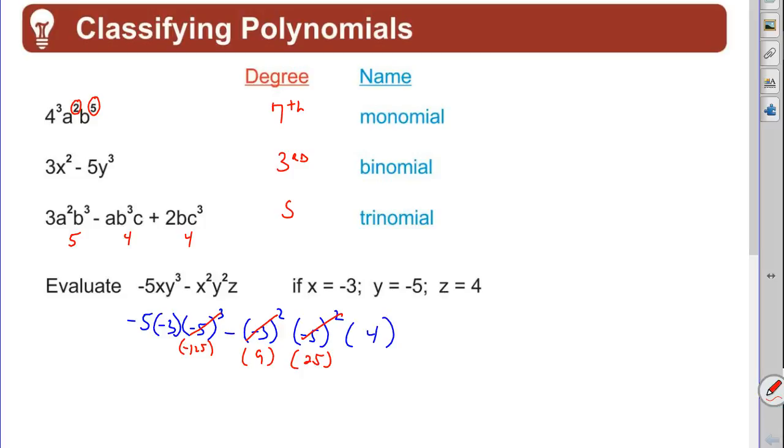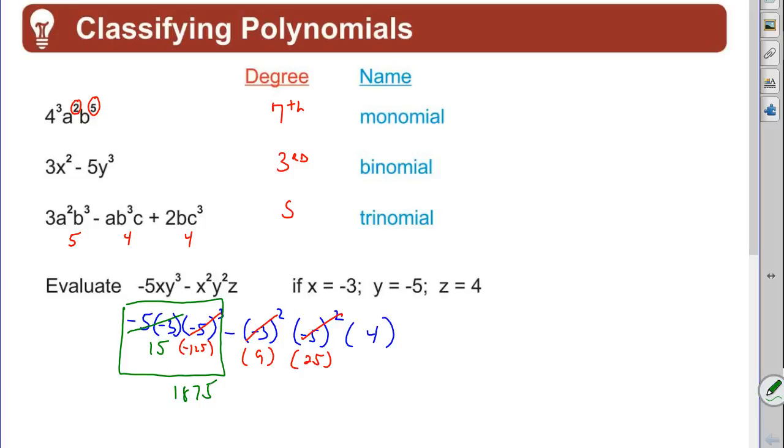And so what do we have here? Let me use a little color. We've got a negative 5 times a negative 3. That's a positive 15 times a negative 125. So we're definitely going to be negative here. Let me grab my calculator. So 15 times 125, and that's 1875.